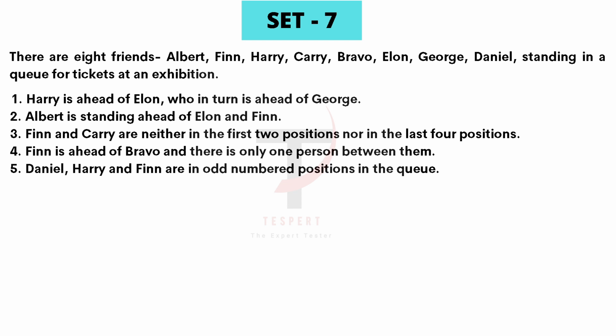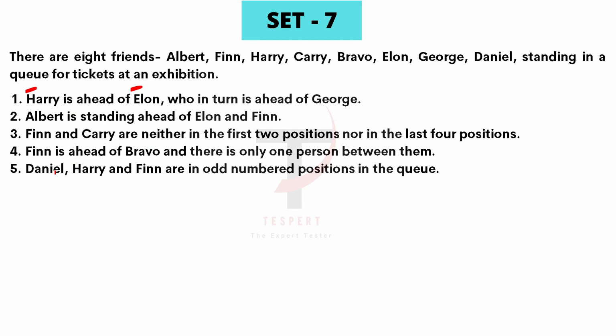So there are 8 friends, A, F, H, C, Bravo, E, G and Daniel. Okay, so let us not get into the details of the names. So they are in a queue for tickets at an exhibition. So H is ahead of E, who in turn is ahead of G. Let me first draw this. So 1, 2, 3, 4, 5, 6, 7 and 8. So Harry is ahead of Elon, who is in turn ahead of G.